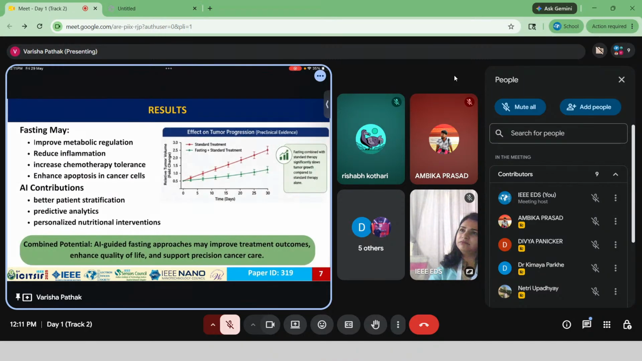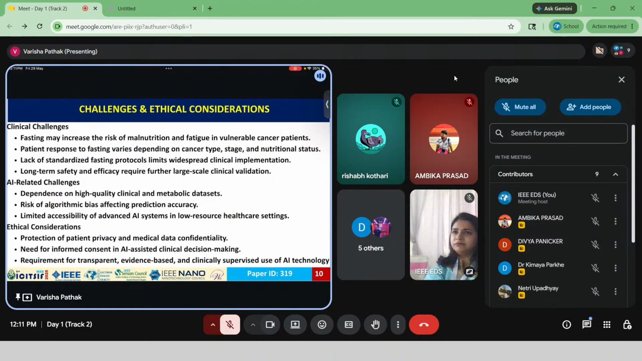The results. Our review suggests that fasting may contribute to improved metabolic regulation. Clinical challenges remain. Fasting may increase the risk of malnutrition and fatigue, and there is variability in patient response depending on the cancer type and nutritional status. There is also a lack of standardized fasting protocols and limited long-term clinical validation.